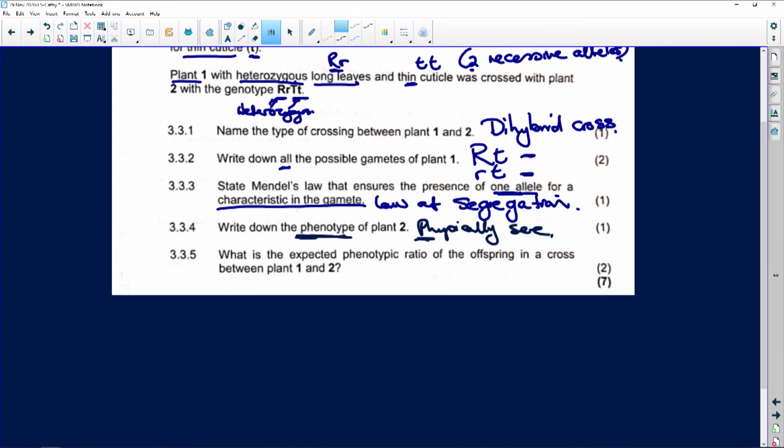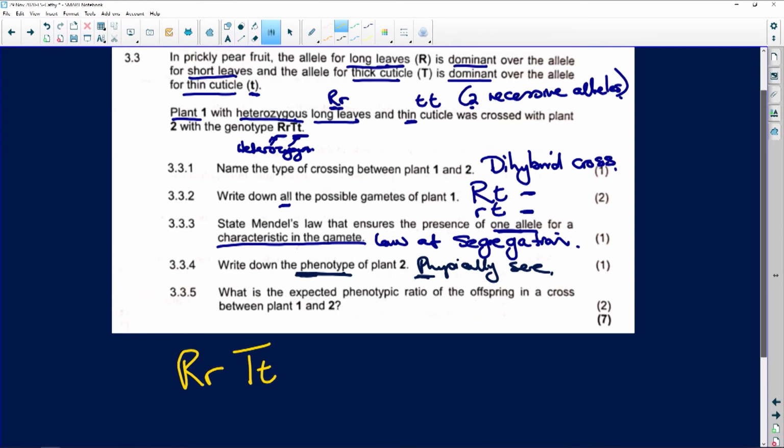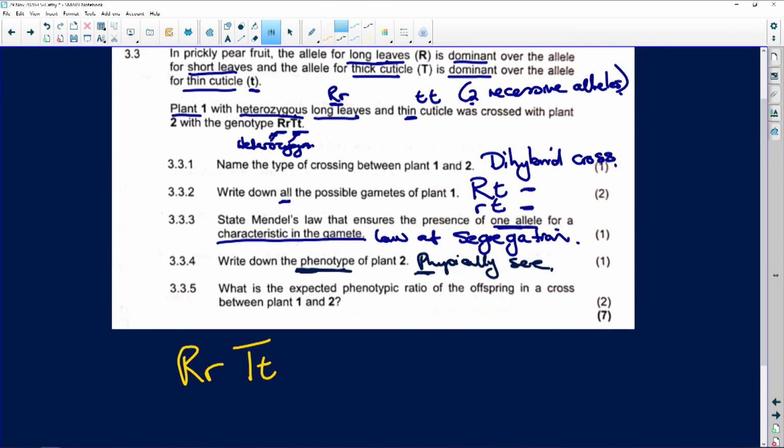And remember, what I'm doing here now applies to anything that you are going to be doing. We know that the R's tell us the long leaves, and if it's dominant, we're going to have long leaves. And that is again dominant T, which means it's going to have a thick cuticle. And really, all you need to do is read here, because all your information is sitting here.